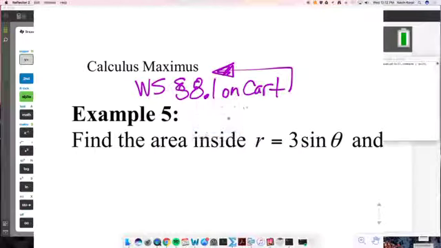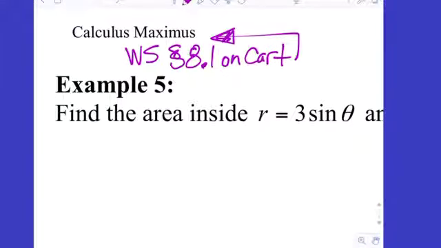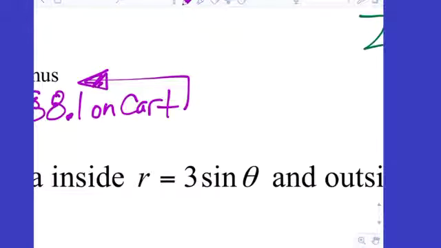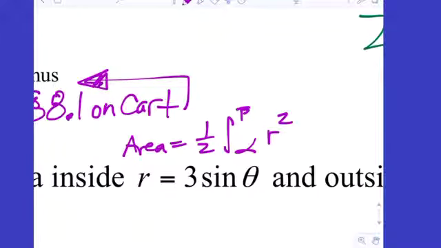All right, here we go. Example 5 on 8.2, we're finding polar area. And remember, just for kicks and giggles, humor me. The area is what for polar area? The integral from a to b, or alpha to beta, of r squared d theta.